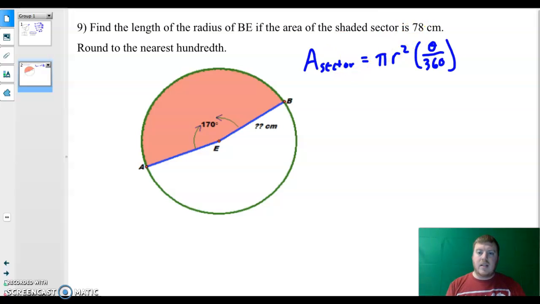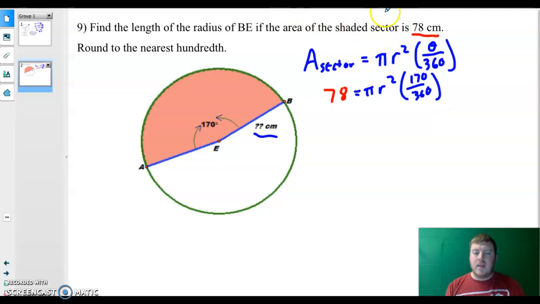So it tells us that the area of the sector is 78. So I'm going to plug that in for the area of the sector, equals pi times r squared. We aren't sure what r squared is yet. That's what we're trying to find. But we are given the theta for the angle. We know that we want an angle of 170, so we're going to do 170 over 360.